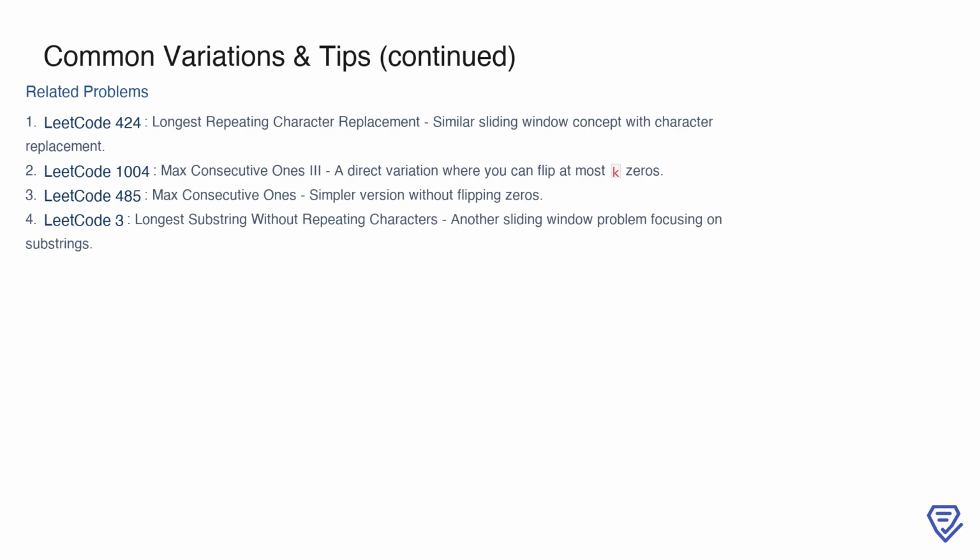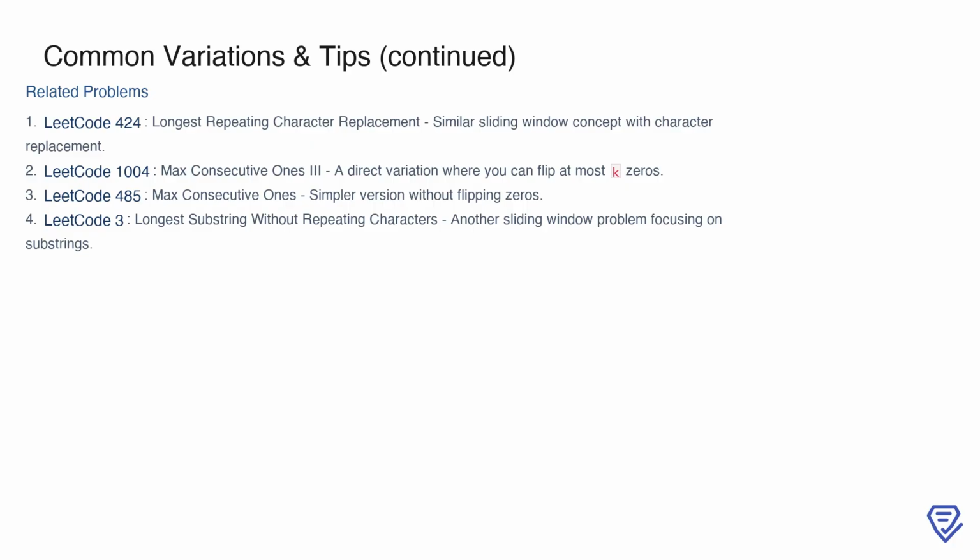There are also several related problems that share similar concepts. For example, LeetCode 424, longest repeating character replacement, is another sliding window problem where you replace characters to form the longest valid substring. LeetCode 1004, max consecutive ones 3, is a direct variation of our problem where you can flip up to k zeros instead of just 1.